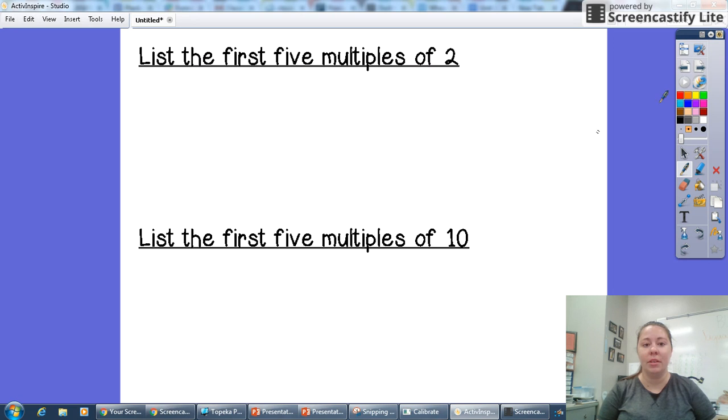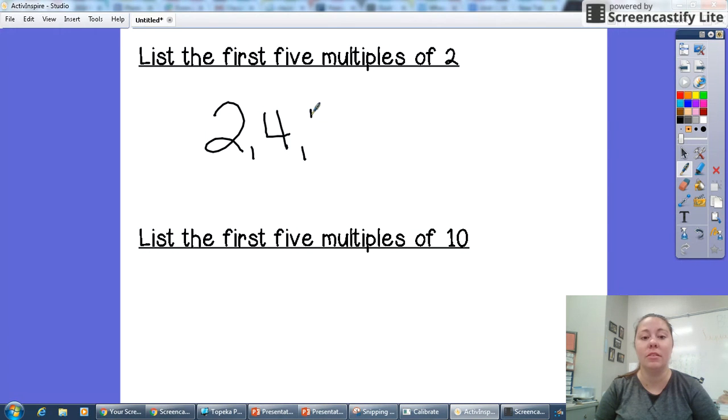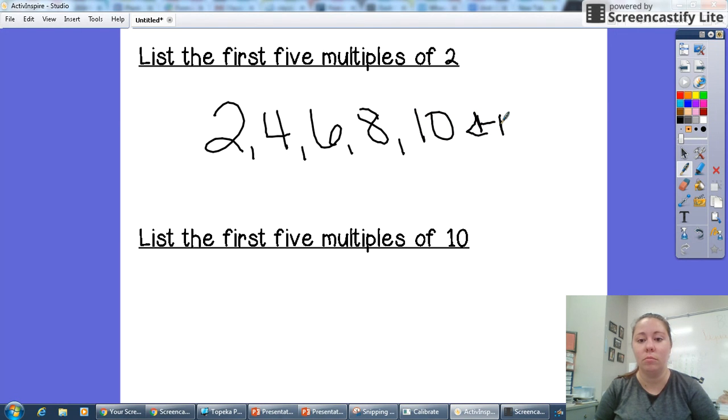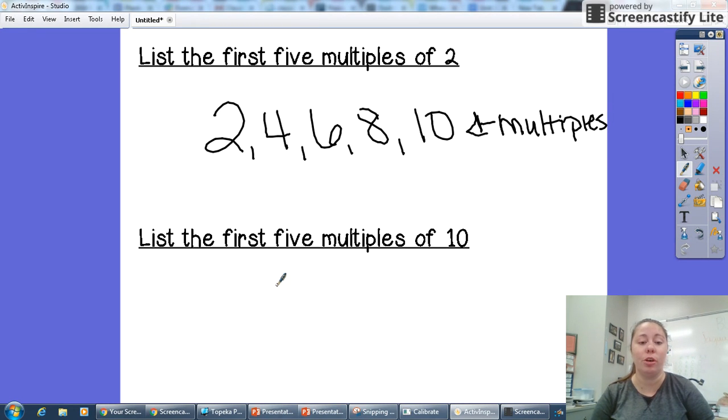All right. So if I wanted to list the first 5 multiples of 2, I'm really just counting by 2's. So if I'm counting by 2's, I think 2, 4, 6, 8, 10. These are all multiples. Then I can do the same thing for listing the first 5 multiples of 10. Do this one on your own. Pause this video, write them down in your notebook, and then come back and check your work.